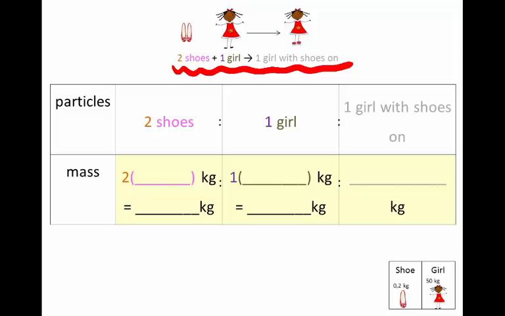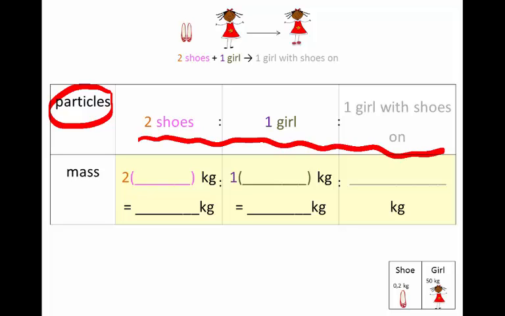No, it means that throughout the world when girls get dressed, they need 2 shoes for every 1 girl. So if there are 30 girls, we need 60 shoes. If there are 100 girls, we need 200 shoes, and so on. It's a ratio. We've already seen that this is the format of the particle ratio: 2 is to 1 is to 1.